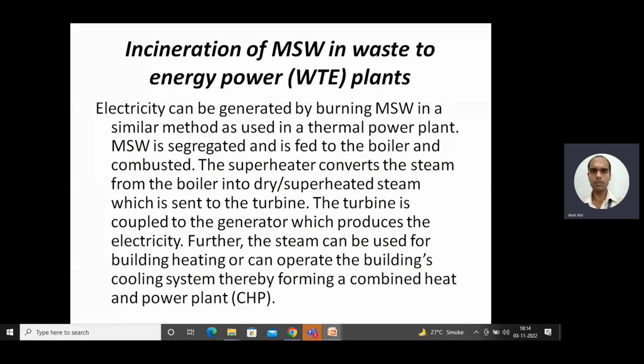Waste to energy power plants. Okay, so this is something which resembles the working of a thermal power plant.